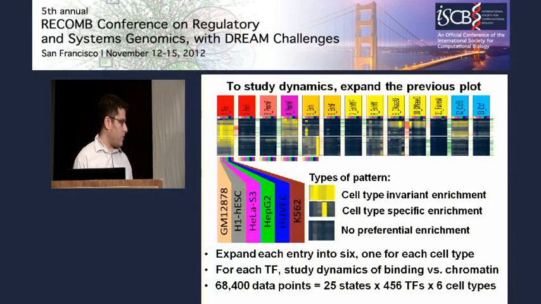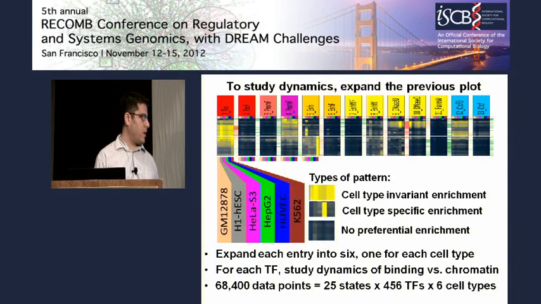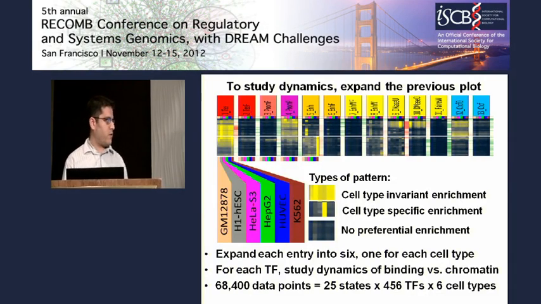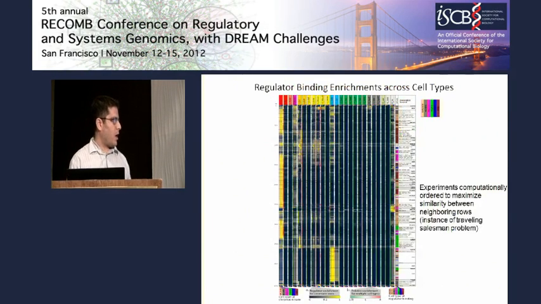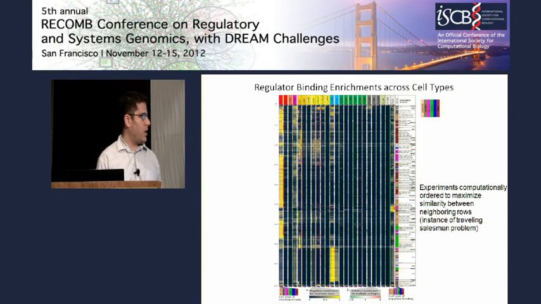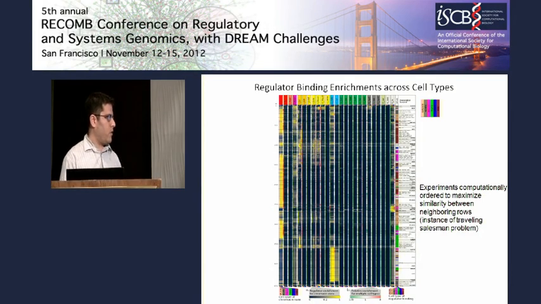So this now gave us over 60,000 data points of the combinations of chromatin states, the regulator experiments across the cell types. So we had a computational method to order these experiments in an unbiased way to get an unsupervised view of the complexity of the ENCODE data in terms of the intersection between all chromatin states and transcription factor binding. Computationally, we tried to minimize the distance between neighboring rows.